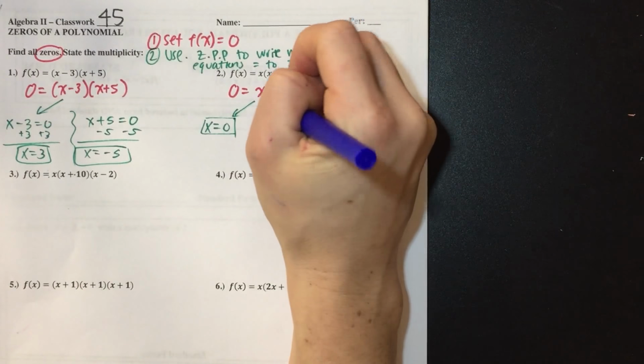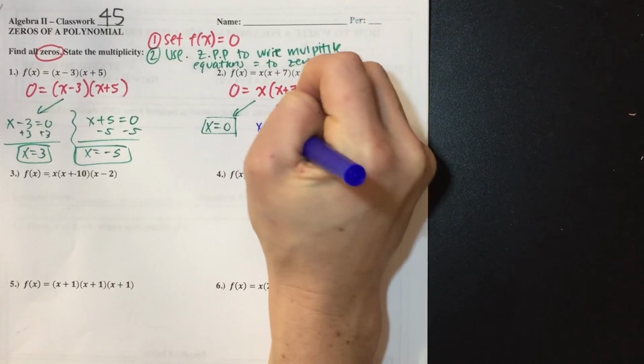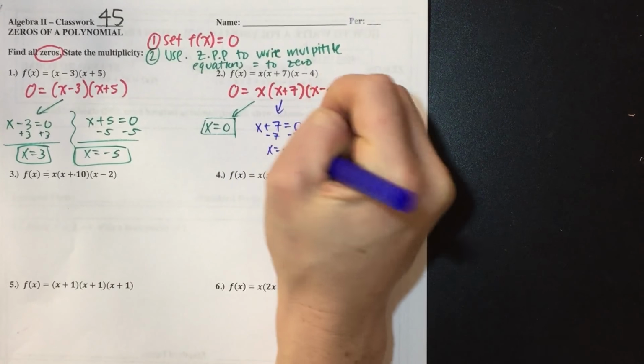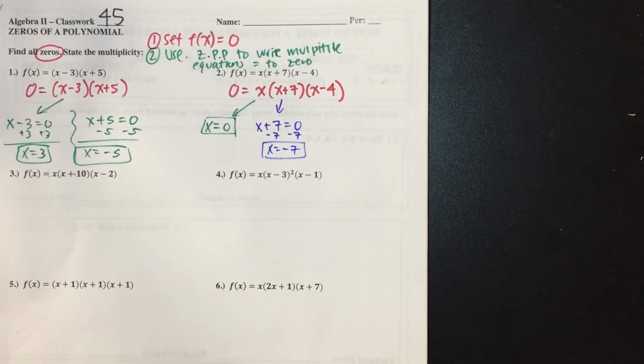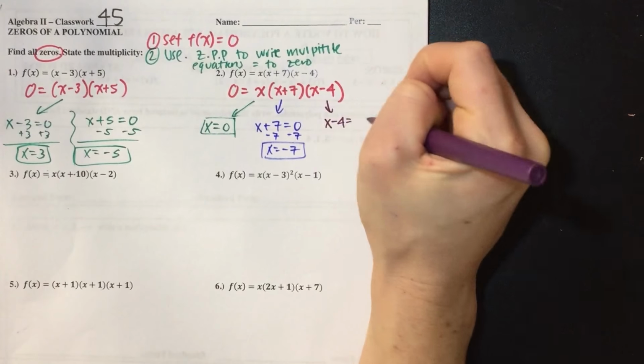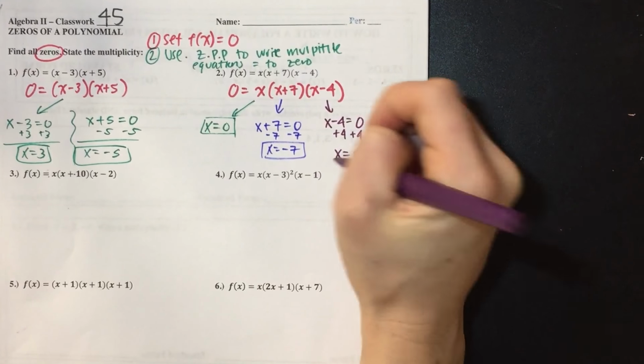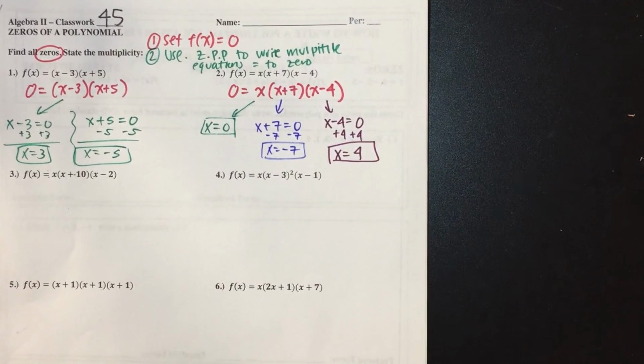Another option is that x plus 7 equals 0, which would mean x would have to be negative 7. And then this option would be x take away 4 is 0, aka x would be 4. Questions?